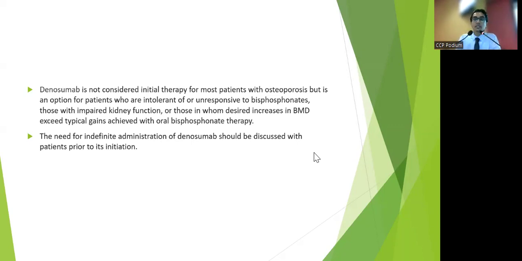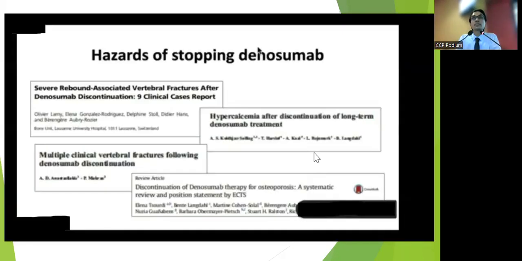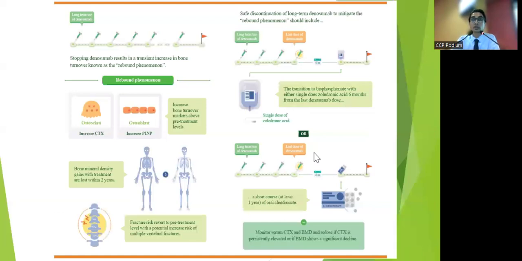But there's another problem with denosumab. We can't stop denosumab prematurely. If we stop denosumab prematurely, there is a rebound phenomenon that causes multiple fractures and hypercalcemia. So, if we start denosumab, patients should be adequately educated about the need for long-term therapy with denosumab, possibly lifelong.